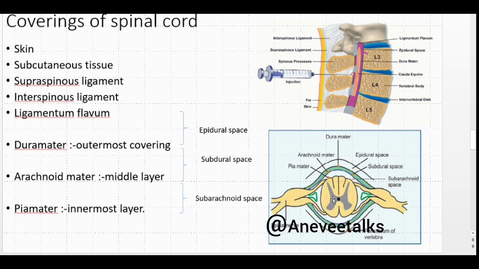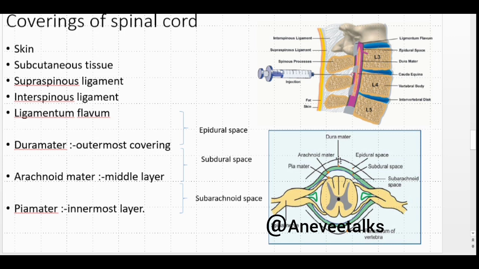You can spot this in the picture. This is the spinal cord. We have gray matter, white matter here, and spinal nerve roots, dorsal and ventral. This spinal cord is tightly covered by a layer, the pia mater. After the pia mater, we have the arachnoid mater, and outside the arachnoid mater, we have the dura mater. In total, we have three meninges.